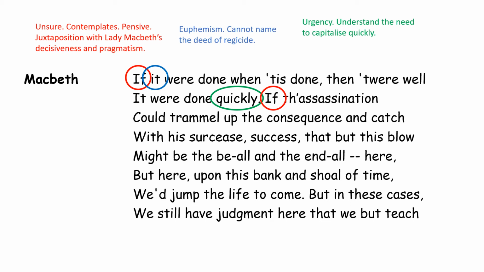He knows what he wants to do, but he doesn't quite have the conviction in order to do it without thinking everything through. It then starts with the same word we've seen previously, if. He says, if the assassination could trammel up the consequence and catch with his surcease success, what he's saying here is he is hoping that if he's able to kill Duncan and in one big net is able to capture the murder and the consequences of murder altogether, then with the death of Duncan, he gets everything he wants.